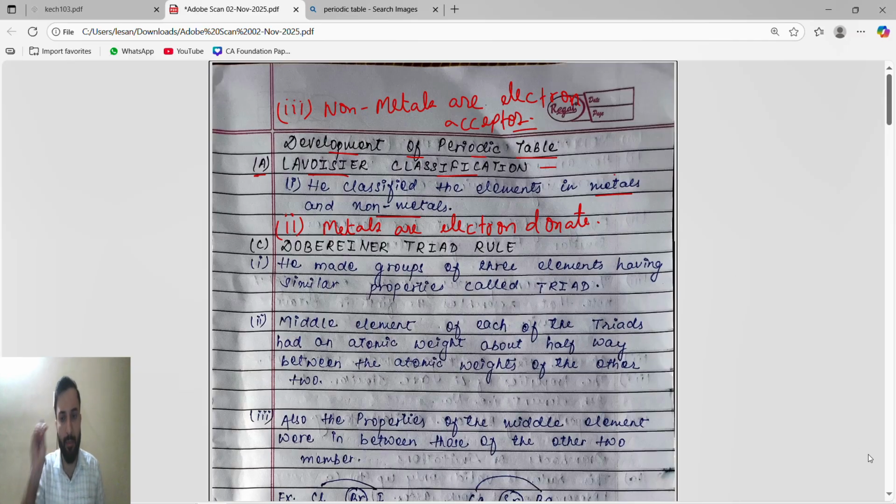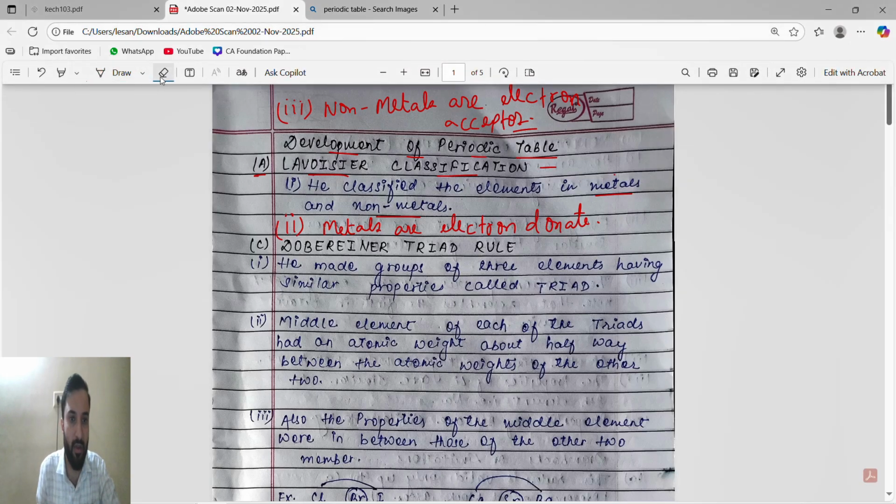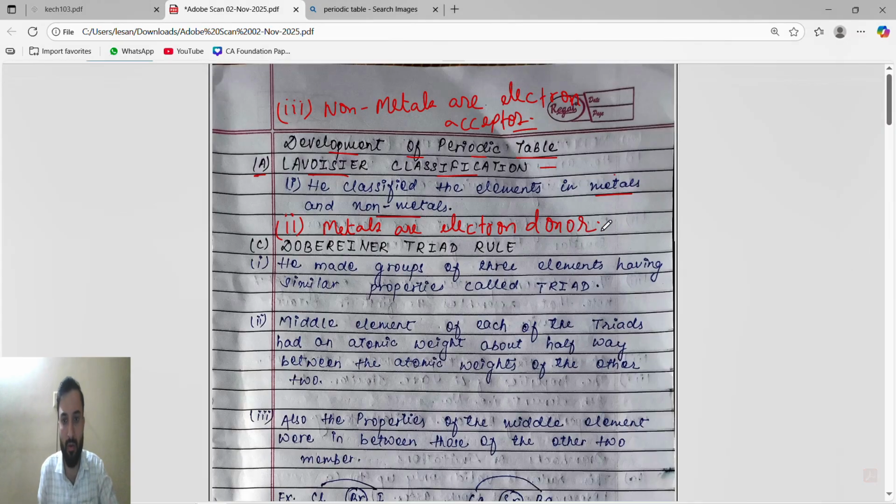He said that we'll classify the elements based upon metals and non-metals. Everyone asked how we'll get to know it is metal, how we'll get to know it is non-metal. So he said those elements which will donate the electron are metals. So metals are electron donors, and non-metals are electron acceptors. That's it. Who will donate the electron? Metals. Who will accept the electrons? Non-metals. Second point: metals are electron donors. Third point: non-metals are electron acceptors. Done.